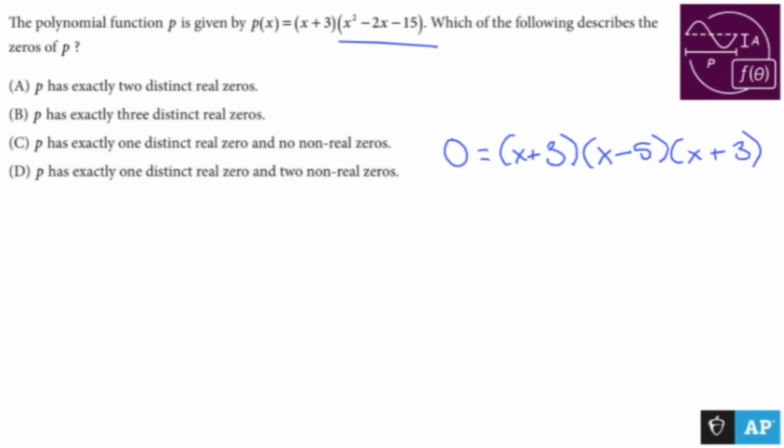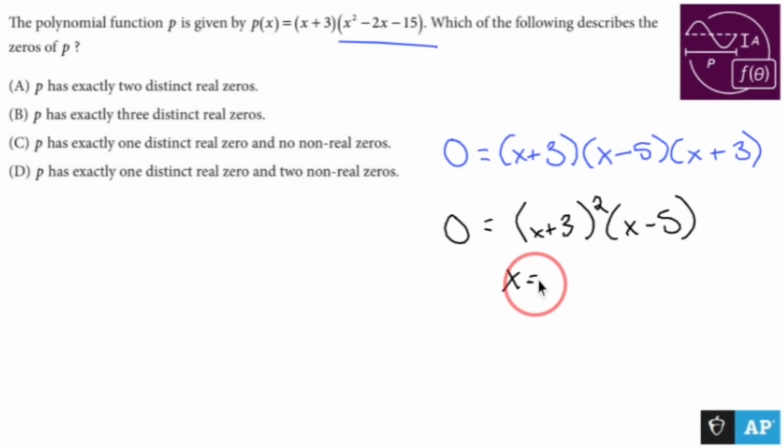Now what we have here, if I want to go one step further, is x plus 3 squared and x minus 5. So my zeros are going to be negative 3 with a double root, or some people say multiplicity of 2, and then we have positive 5. So I have two real roots where I repeat myself, but I wouldn't actually graph that. It wouldn't look like that. So when I look at this, P has exactly 2 distinct real zeros, that's my correct guy.